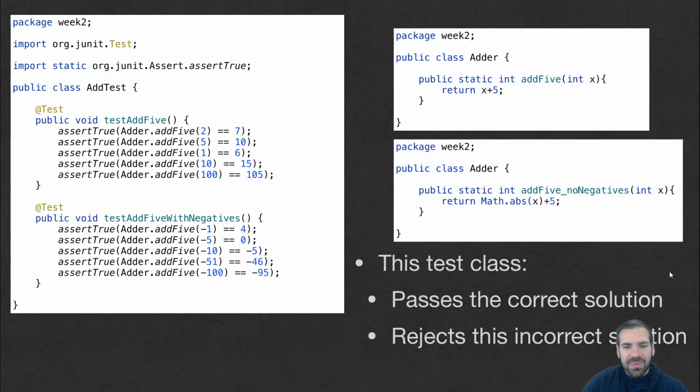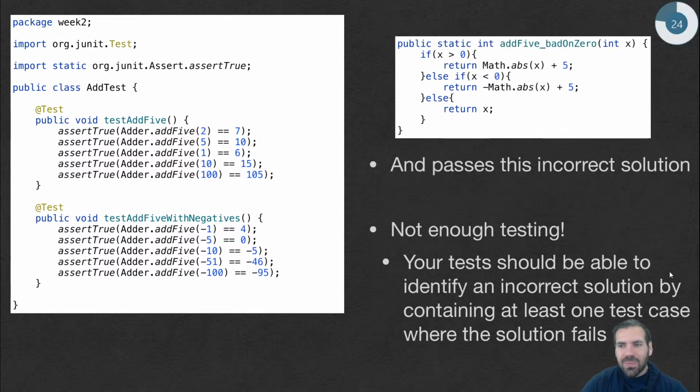Except we're not quite there. There's one big test case that we really need to gain some confidence that our code is correct. So let's say somebody comes along, takes our very simple, elegant add 5 method that just adds 5, and they rewrite it like this.